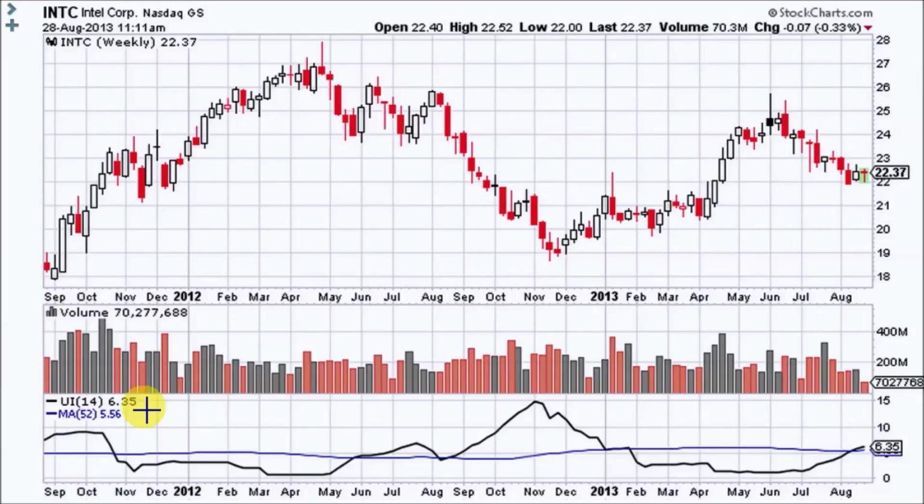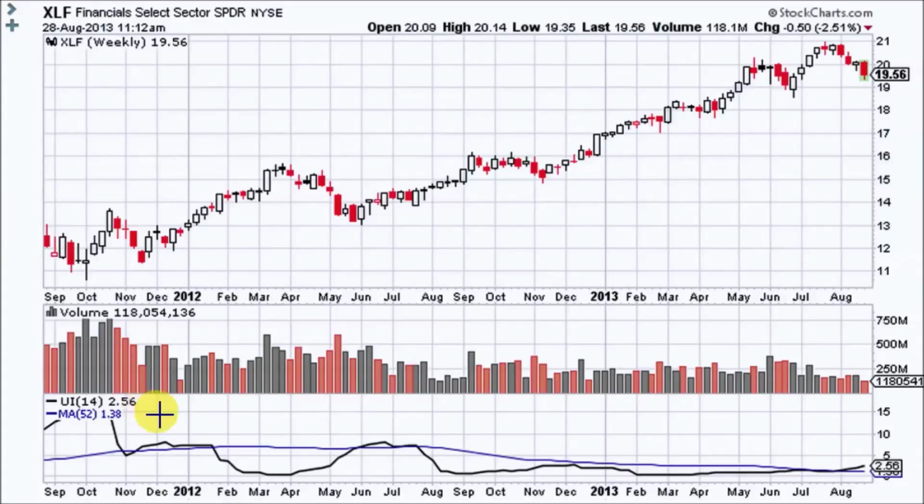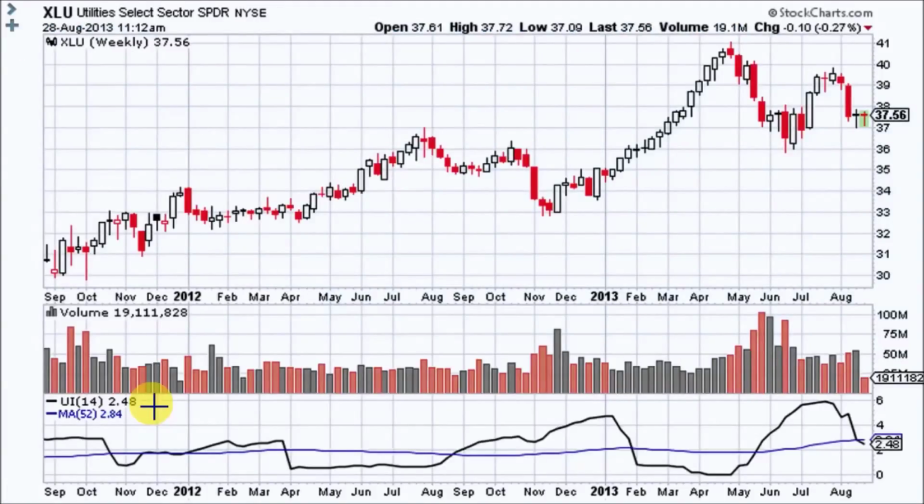You can also use it to compare ETFs. Let's look at a few of the SPDR ETFs. The XLF is the financial sector SPDR, and it's pretty tame right here. It's got a 1-year average of 1.38% and a 14-week reading of 2.56%. Let's look at XLU, which is the utility sector. Now it's a bit higher with a 1-year average at 2.84 and a 14-week average of 2.48. So it's slightly below its average there.